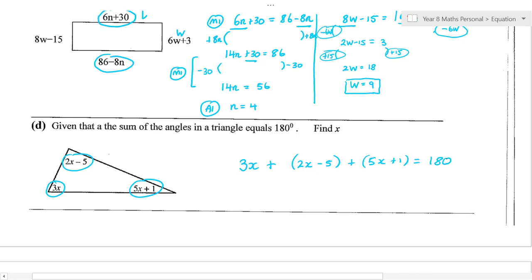Sorry, in darts, that's what they say. The highest score in darts is 180.